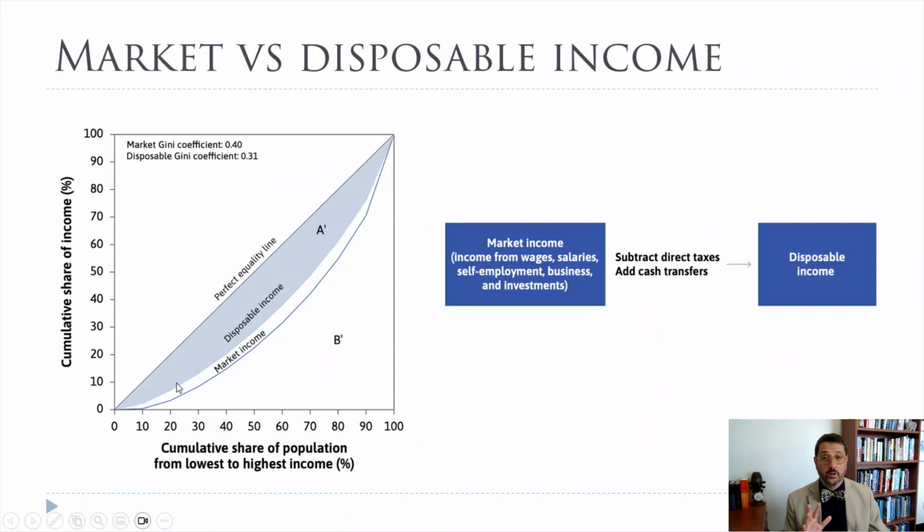And so in many developed rich countries, and I'd say almost all really, the disposable income Gini coefficient is going to be less than the market income Gini coefficient. That's true in the United States. It's true in European countries. It's true in Japan. It varies, though, in terms of how much countries do.